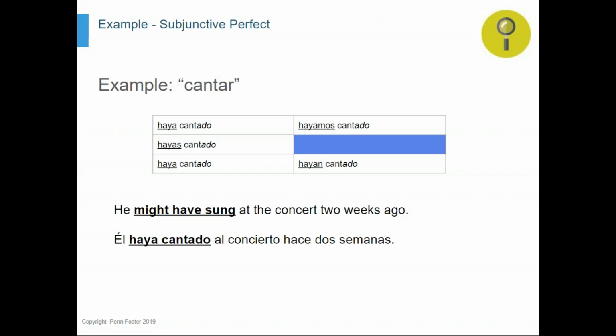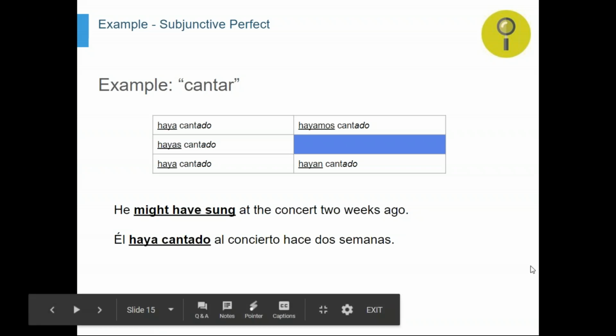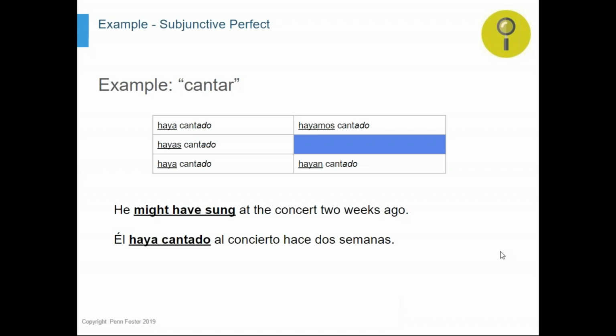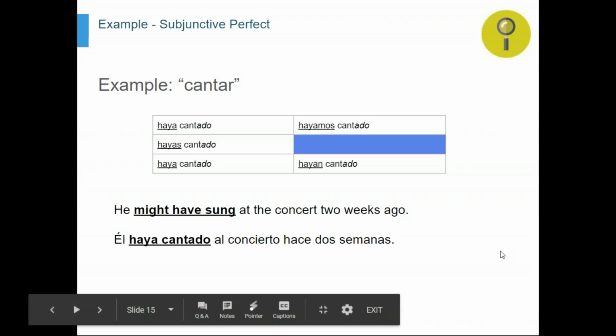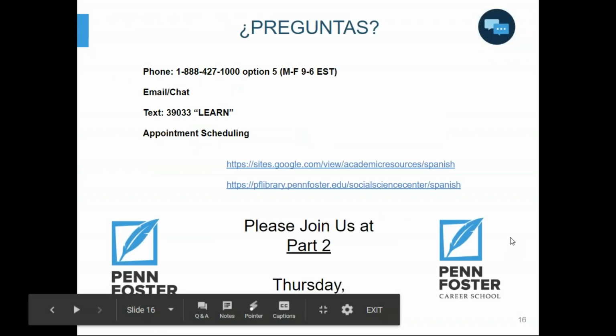Okay, just a little bit about three forms of the subjunctive. Definitely important as you move forward with your Spanish course. You'll be seeing quite a bit of this. If you still need further assistance with it, don't hesitate to let us know.